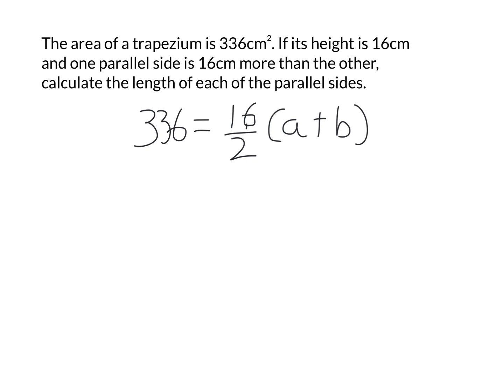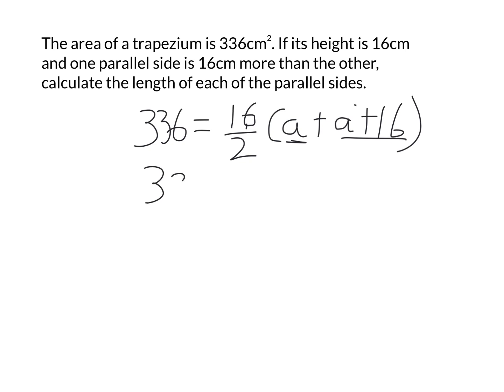However, we're told one in terms of the other. We're told one parallel side is 16 more than the other. So if one parallel side's a, I can write the other parallel side as a plus 16. So here we have one parallel side and the second. See, the goal of interpreting this information was to come up with an equation that has only one pronumeral because we know how to solve those equations.